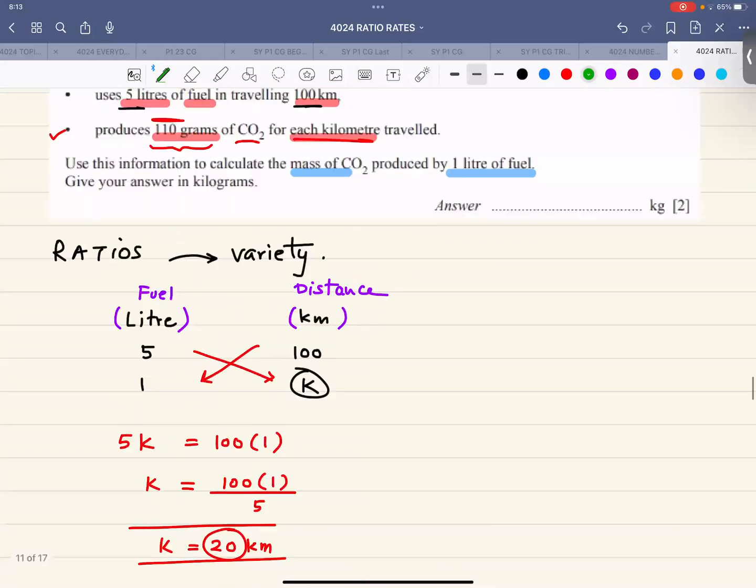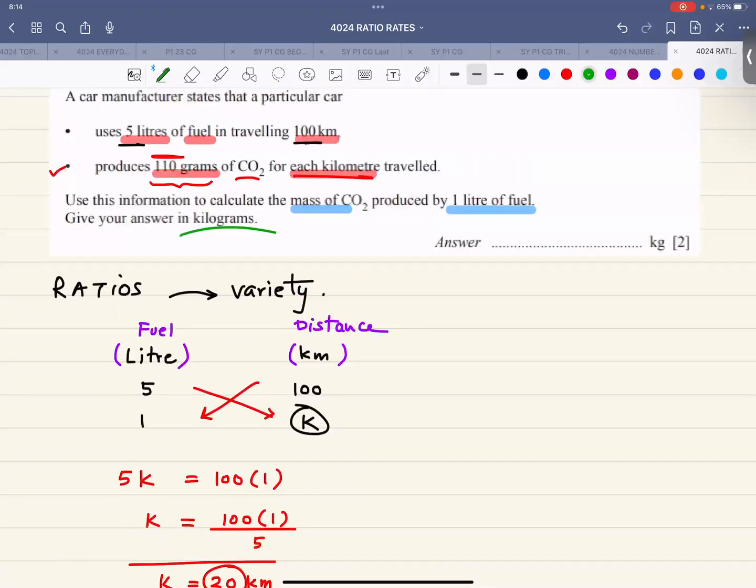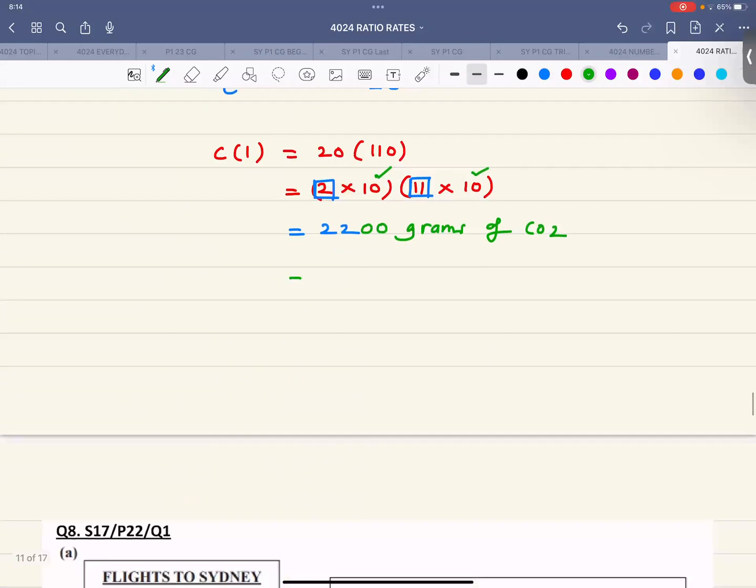Are they asking in grams? No, they're asking in kilograms. So 2200 divided by 1000, that is kilogram. The zeros cancel out and we are left with 2.2 kilograms. That is how much carbon dioxide is produced.